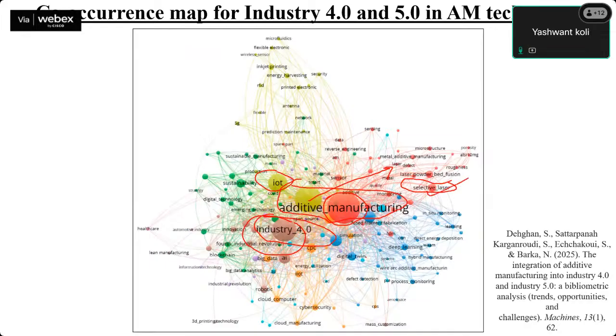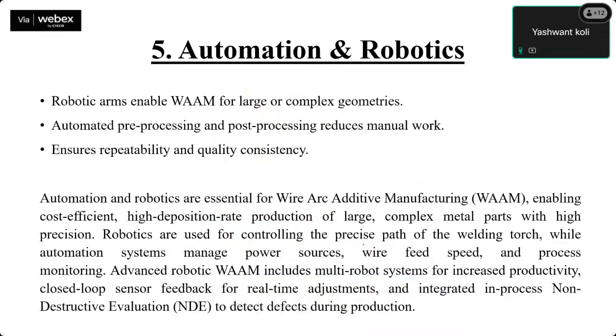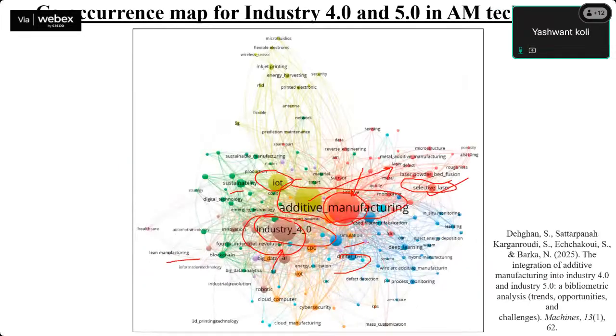You can see selective laser, digital twin, simulation, lean manufacturing, everything. Sustainability is also smaller as compared to the additive manufacturing term in Industry 4.0. So these are known as supernodes, reflecting their pivotal role in modern manufacturing research. So all of the research is integrated with additive manufacturing, Industry 4.0 and Industry 5.0. Every person is working on this only. They link diverse technologies and processes from IoT and cybersecurity to laser powder bed fusion and metal additive manufacturing also.